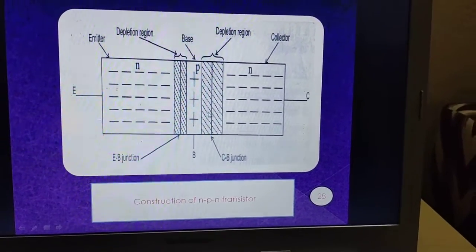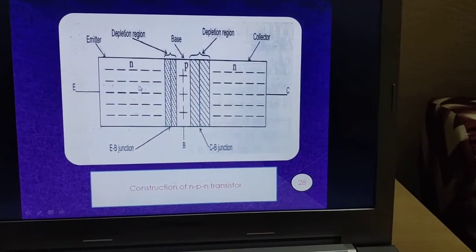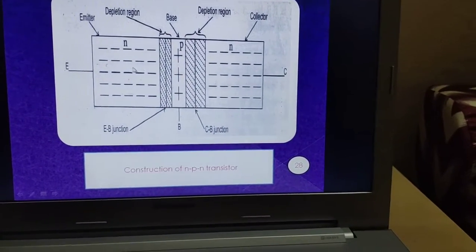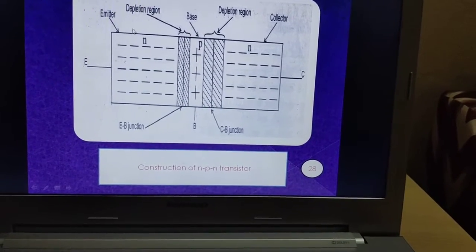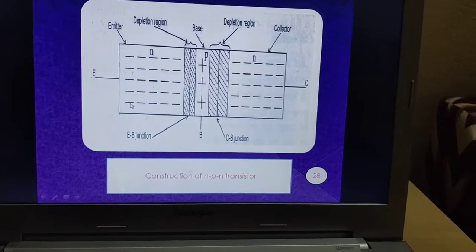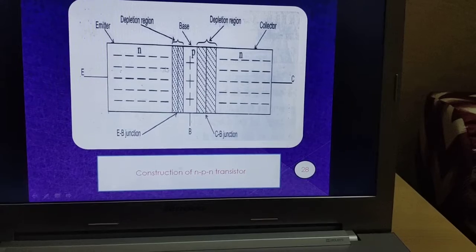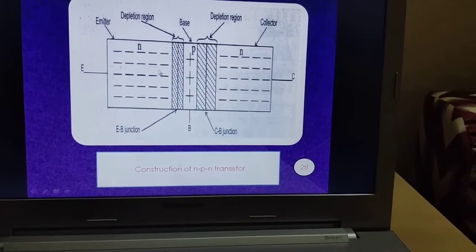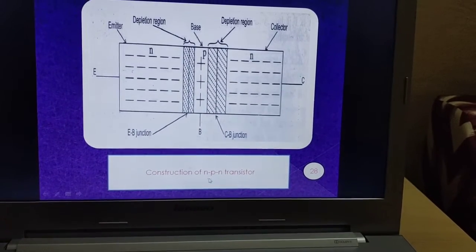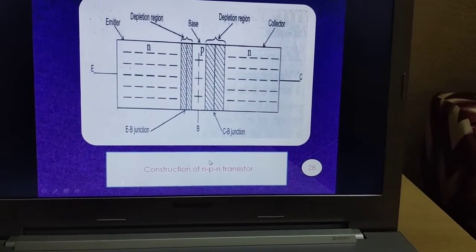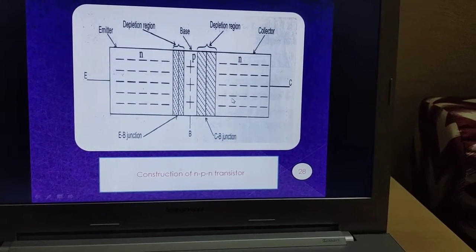Now what is a transistor? A transistor is a three layered, you see this NPN transistor, three layered, two junction, three terminal device. Why three layers? There is one type of semiconductor sandwiched between two other types of semiconductors. Suppose this is an NPN transistor. It means that the P type semiconductor is sandwiched between two N-type layers.